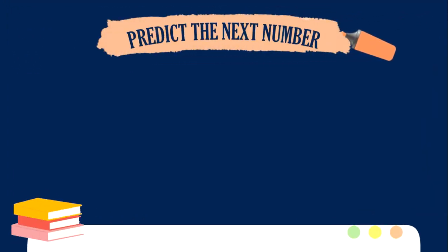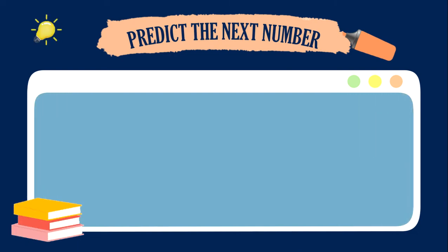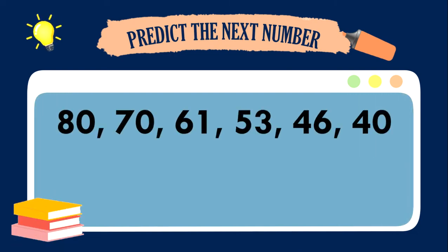Another example. Predict the next number given that we have 80, 70, 61, 53, 46, 40. Okay, the answer here is 35. Okay, what happened? Same procedure as the previous example. All we need to do is to recognize the pattern.